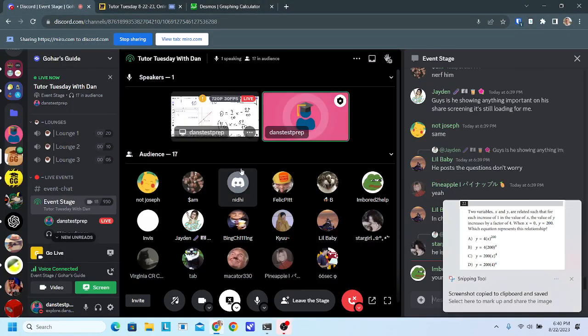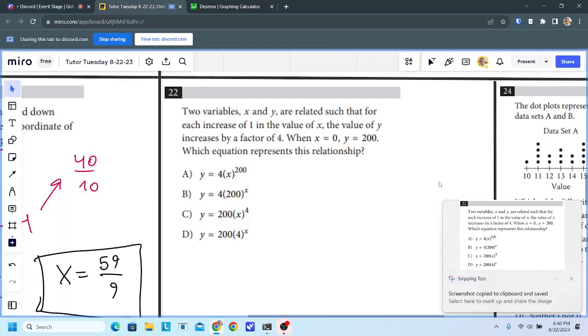Definitely is faster to just graph it. Let's go on to the next question.